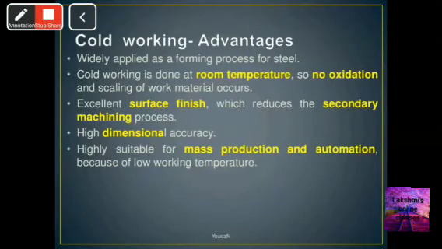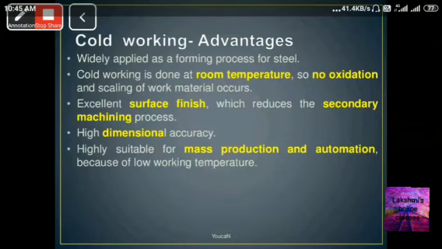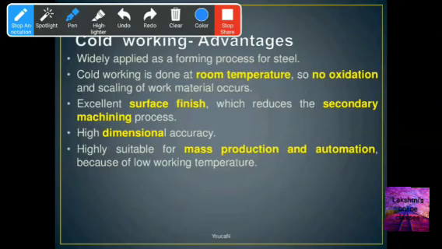So coming to the advantages of cold working. Widely applied as a forming process for steel, cold working is done at room temperature. So no oxidation and scaling of the work material occurs, and excellent surface finish may be obtained, which reduces secondary machining, and high dimensional accuracy may be obtained by this cold working process. So these are all the advantages, right? Highly suitable for mass production and automation because of the low working temperature.